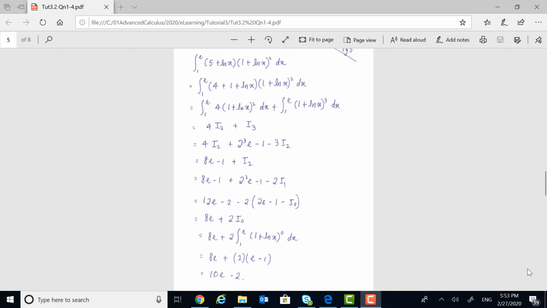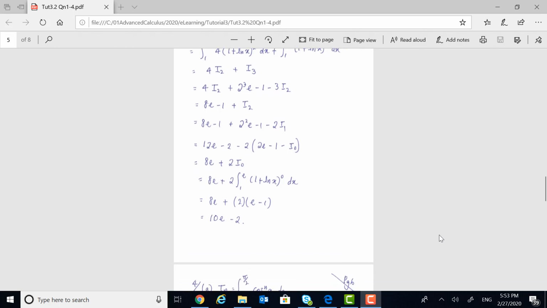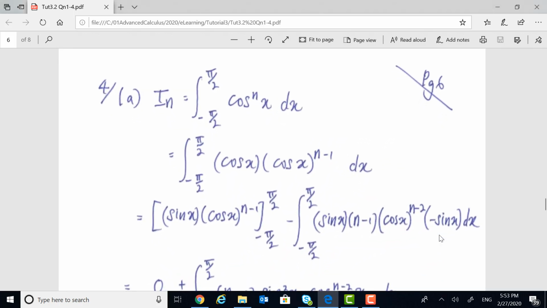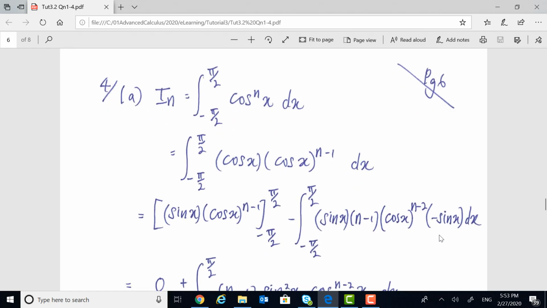Okay, now moving on to question 4. Question 4, once again, we are asked to prove a certain reduction order formula. This time we have I_n equals the integral of cos^n x. This expression is the same as writing (cos x) bracketed to the power of n. Say again, this is the same as writing cosine x bracketed whole thing to the power of n.